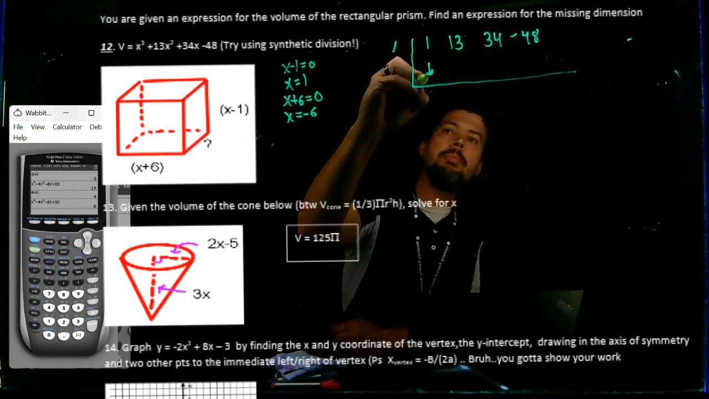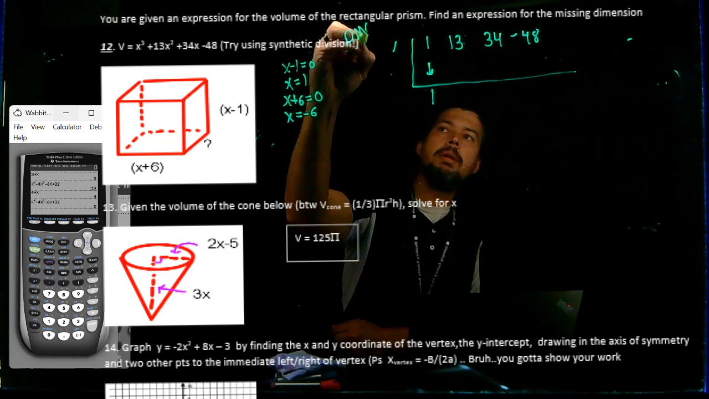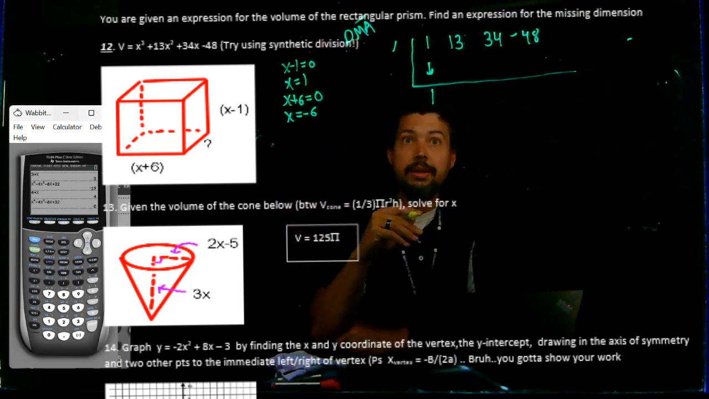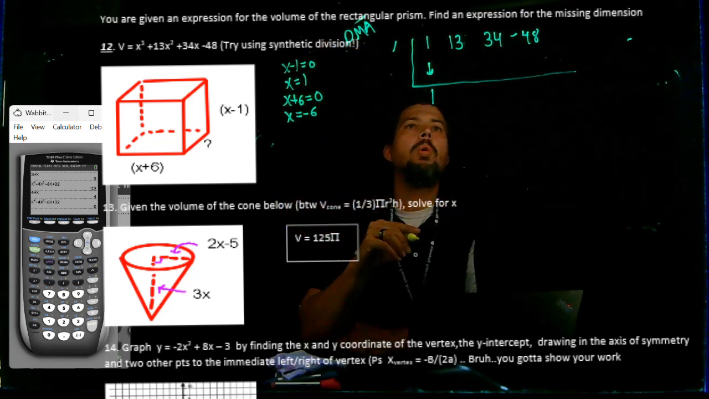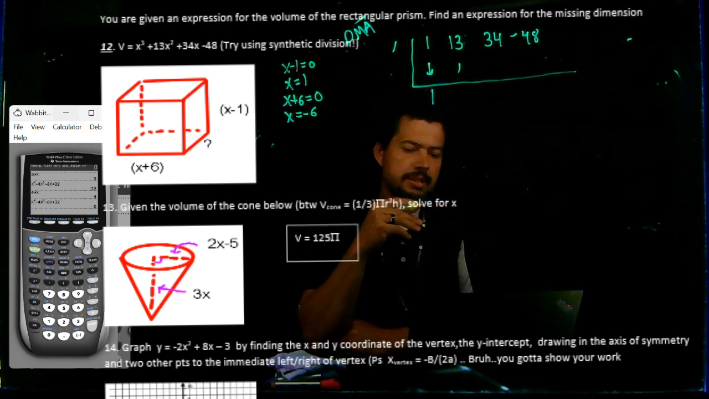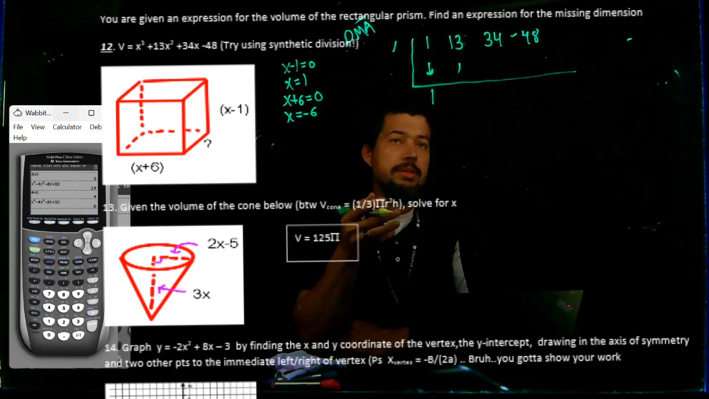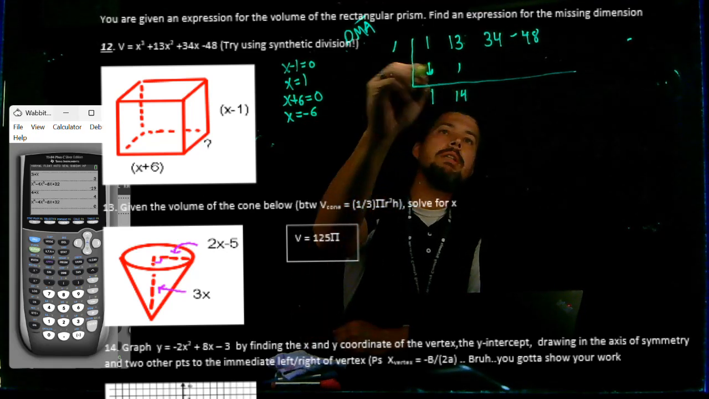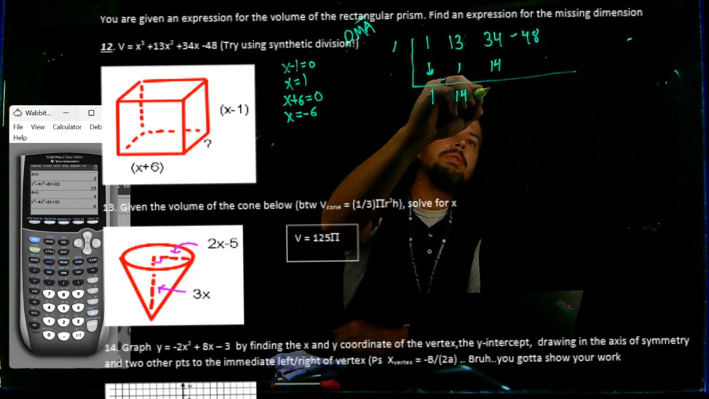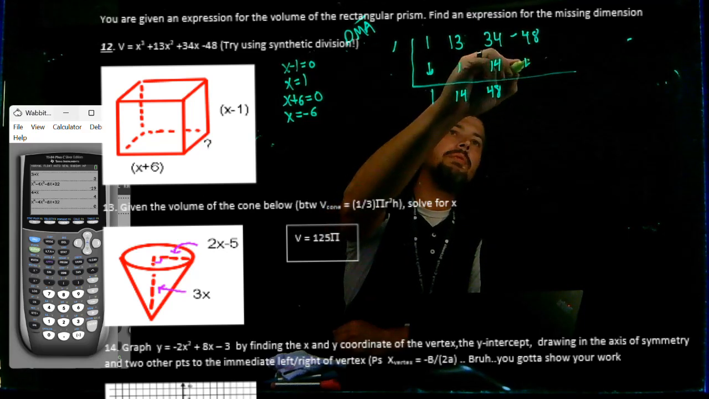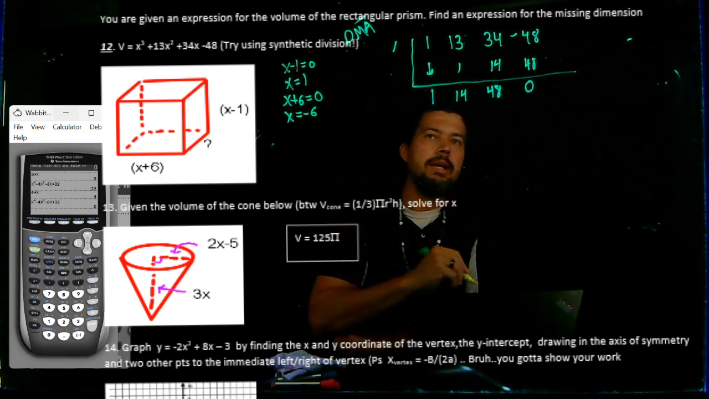All right, we're going to drop that one. Remember, it's drop, multiply, and add for eternity or until you get done, right? 1 times 1 is 1. I don't have any sign mistakes, do I? 13, 34, negative 48. All right, looks good. If you put a 13 and a 1 together, you get 14. 1 times 14 is 14. 34 plus 14 is 48. 1 times 48 is 48. Put them together, you get a 0, as expected.